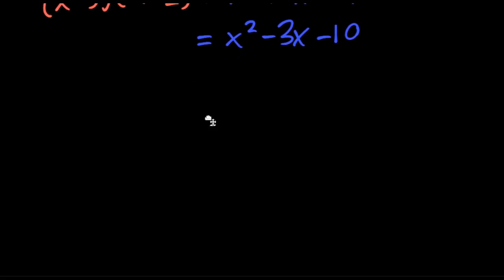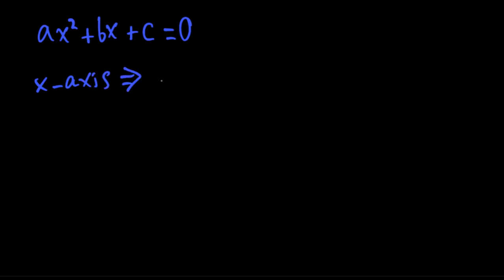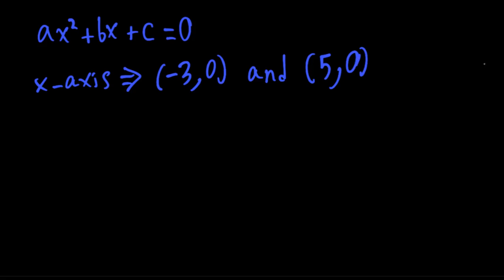Okay, so now let's try one more example. So they might say this: the function ax squared plus bx plus c is equal to 0 cuts the x-axis at (-3, 0) and (5, 0). So this is along the x-axis. This is the parabola, which is the curve of the quadratic. That's where it's cutting. And they're asking for you to find the values of a, b, and c.